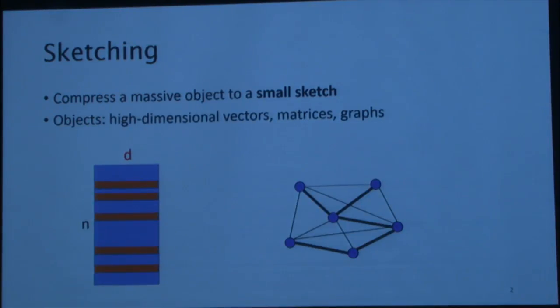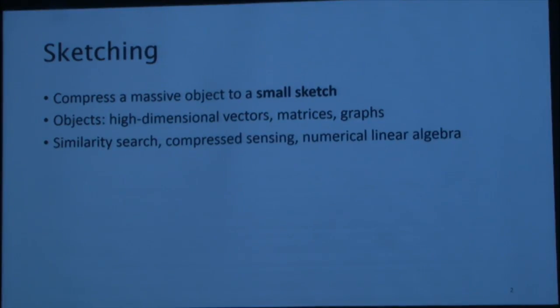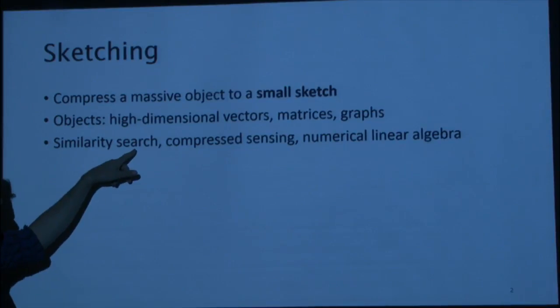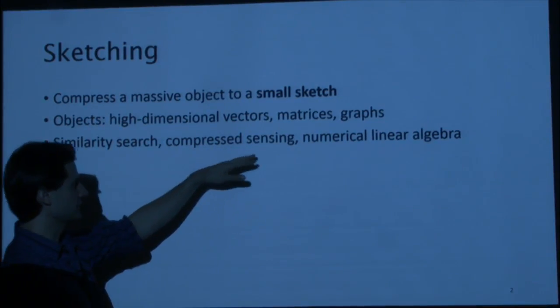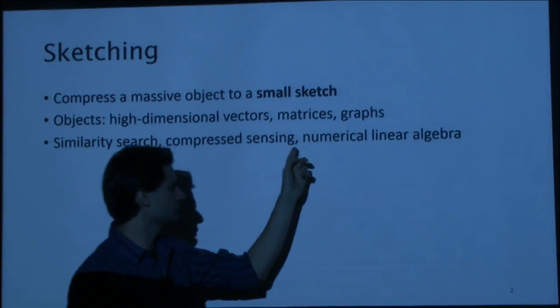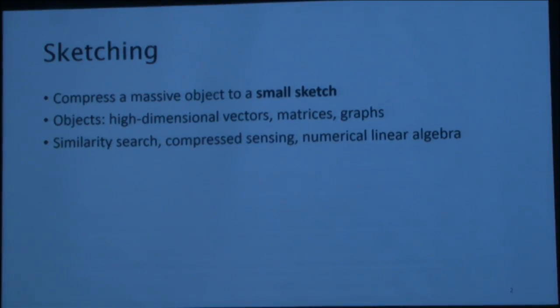Okay, so usually, what kind of objects are we compressing? Oftentimes, the data is just a bunch of vectors in high-dimensional spaces. So let's say n objects, and I'll give you an example where these high-dimensional objects come from. But they can also be matrices, graphs, and so forth. The type of applications where sketching really helps improve computational times is similarity search. I'll talk a little more about this application, but also in applications such as compressed sensing or, more recently, randomized numerical linear algebra, which are also sped up using sketching tools.